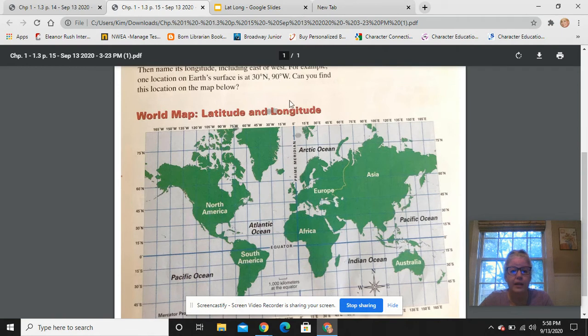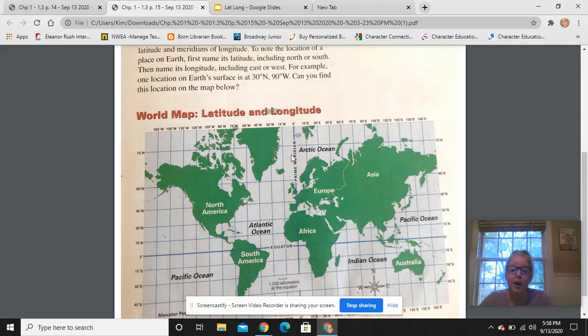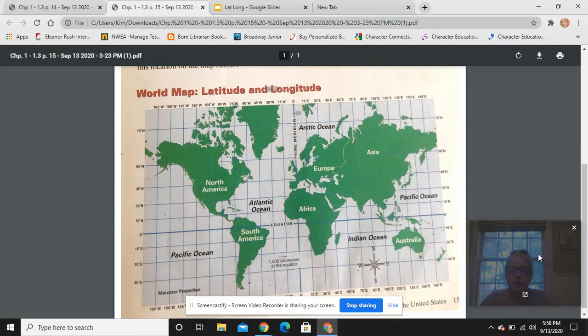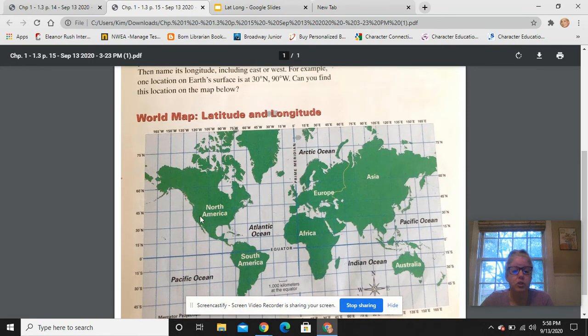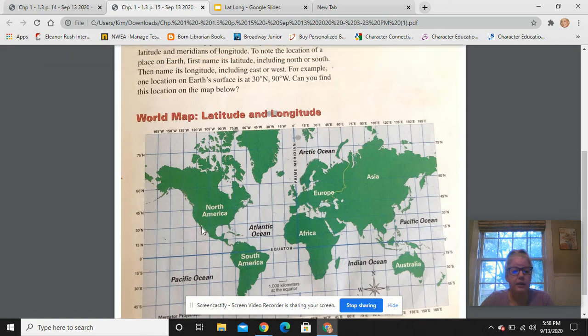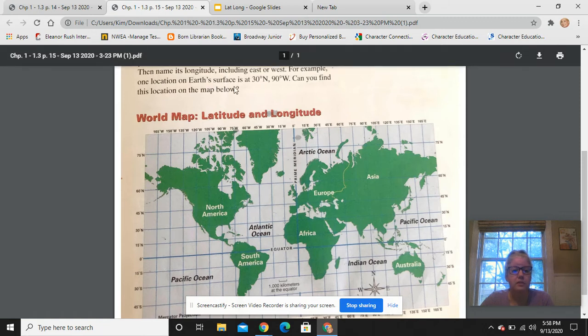90 degrees west, that tells me it's going to be west of the prime meridian. And down here, there's our compass rose. So if we forget what direction north, south, east, or west is, we can just look at the compass rose to refresh our memory. So 30 degrees north and 90 degrees west. So we're looking for 30 degrees north, 90 degrees west.